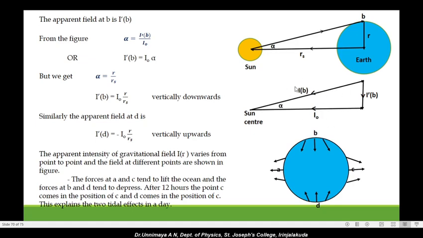വേറൊരു ഫിഗറും കൂടി നമുക്ക് കൺസിഡർ ചെയ്യാം. അതായത് ഇന്റൻസിറ്റി ഓഫ് ഫീൽഡ് വെച്ചിട്ട് നമ്മൾ കൺസിഡർ ചെയ്യുന്നു. ഇന്റൻസിറ്റി ഓഫ് അപ്പാരന്റ് ഫീൽഡ് അല്ലെങ്കിൽ ഗ്രാവിറ്റേഷണൽ ഫീൽഡ് വെച്ച് നമ്മൾ കൺസിഡർ ചെയ്യാണ്. എർത്തിന്റെ സെന്ററിൽ നിന്നും സണ്ണിന്റെ സെന്ററിൽ നിന്നും എർത്തിന്റെ സെന്ററിലേക്കുള്ള ഡിസ്റ്റൻസ് നമ്മൾ പറഞ്ഞു rs ആണെന്ന്. ഈ ഡിസ്റ്റൻസ് നമ്മൾ പറഞ്ഞു r ആണെന്ന്.